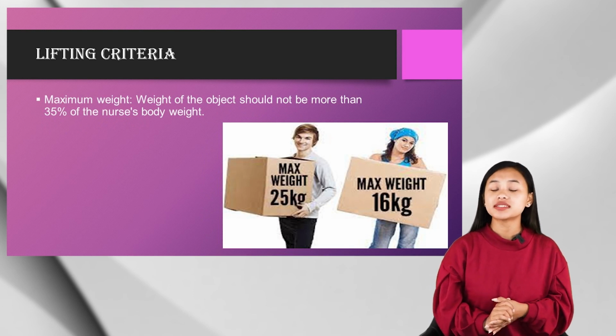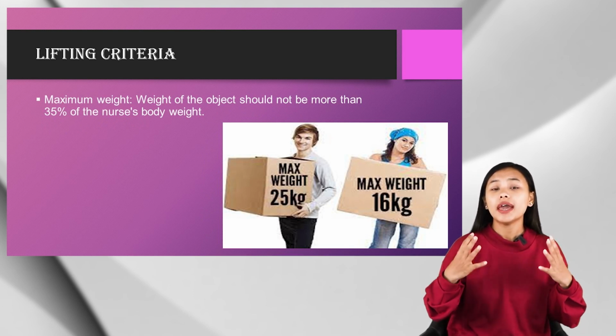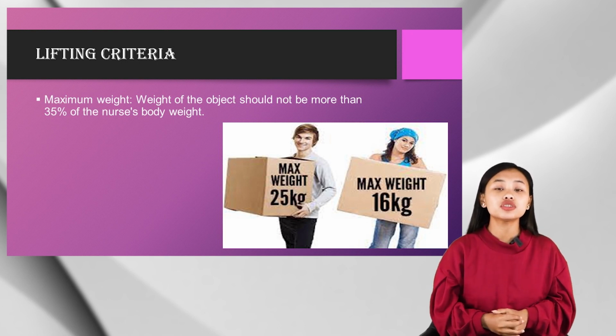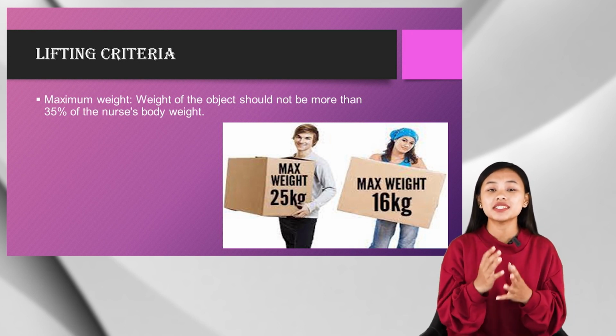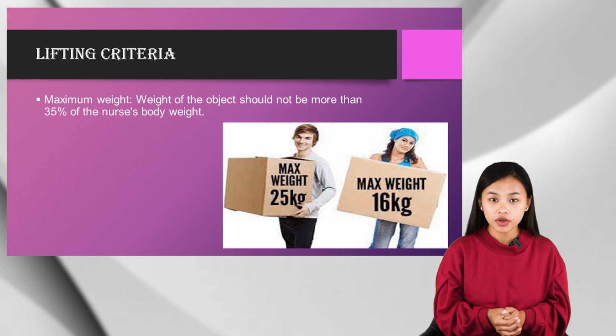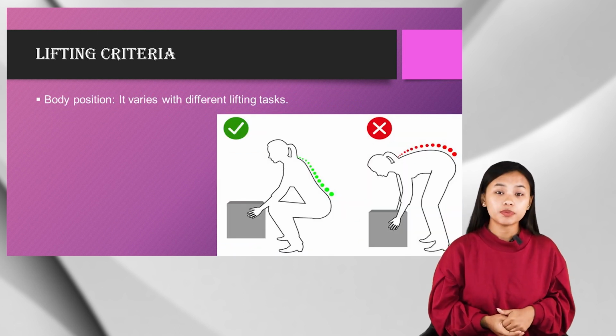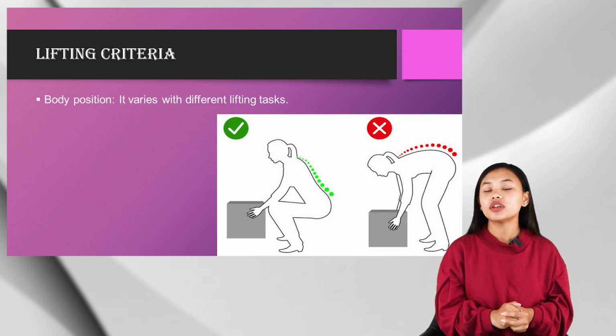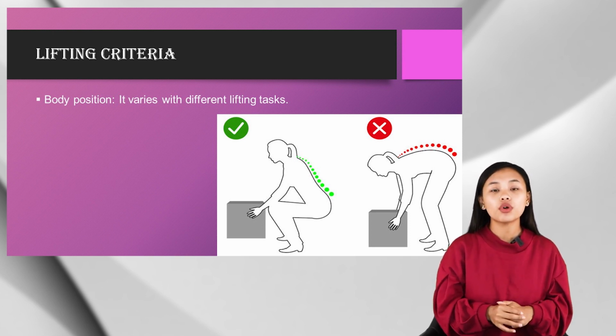And the third one is the maximum weight. Any object which you are carrying should not be more than 35% of your total body weight. And the last one is the body position. This body position will differ depending on the different lifting tasks which you are supposed to perform. So these are the four lifting criteria which you must keep in mind.